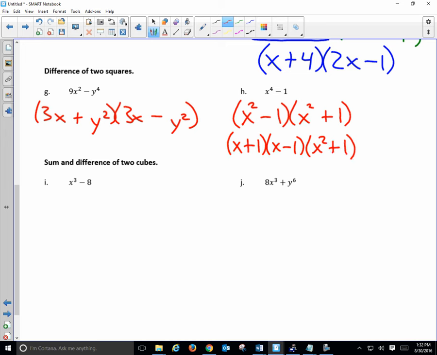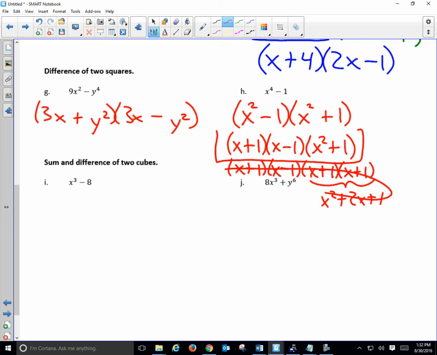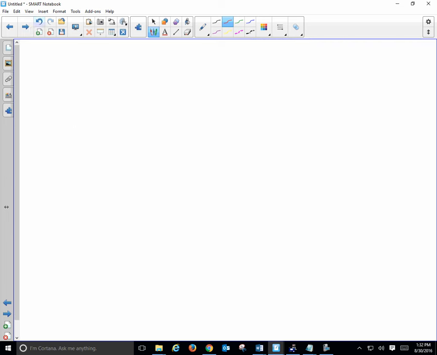Okay, you can see that this factors twice. You know the mistake that people will make. Yeah, they'll go x plus 1 times x minus 1 times x plus 1 times x plus 1. But the sum of two squares does not factor, because if you were to multiply that out, you get x squared plus 2x plus 1. So this does not factor like that. So this is not correct. This is your answer.